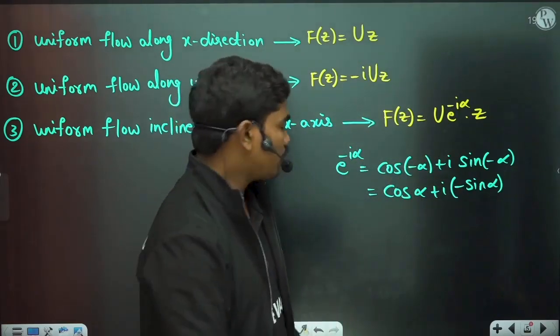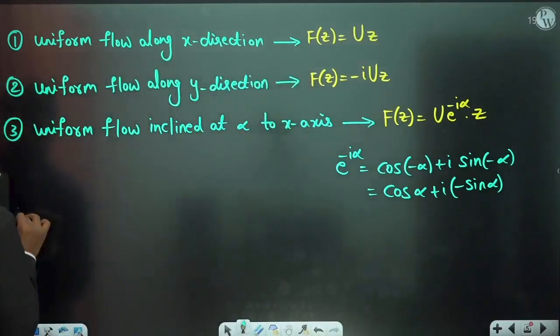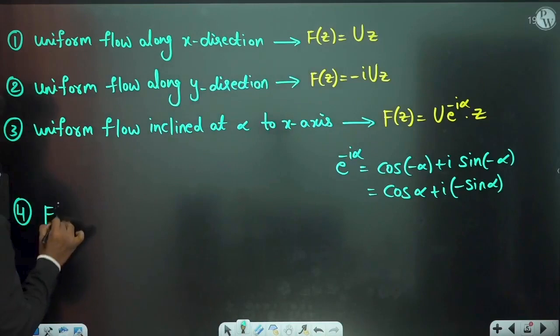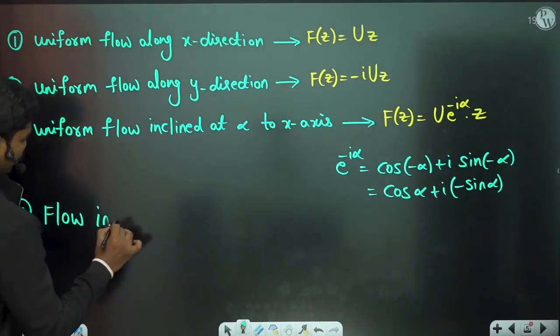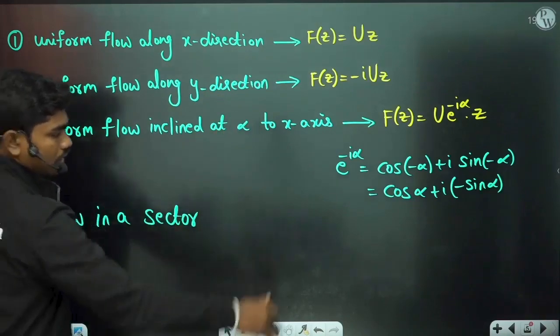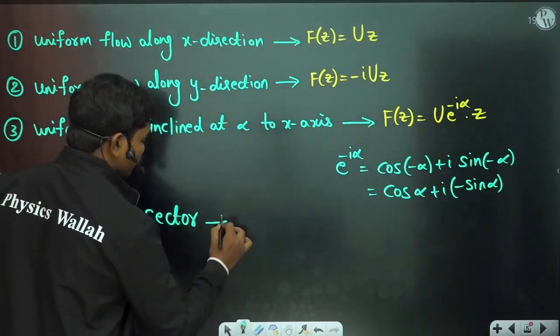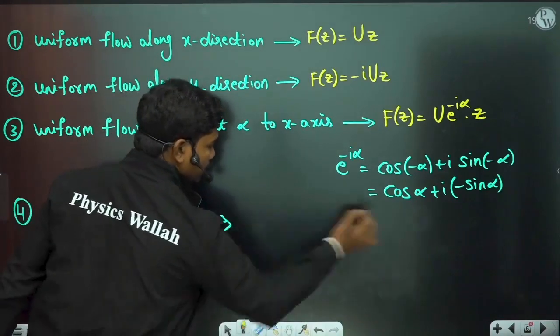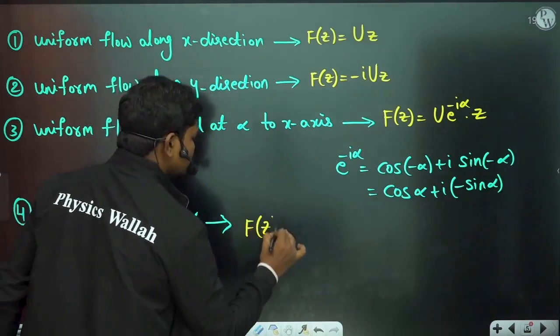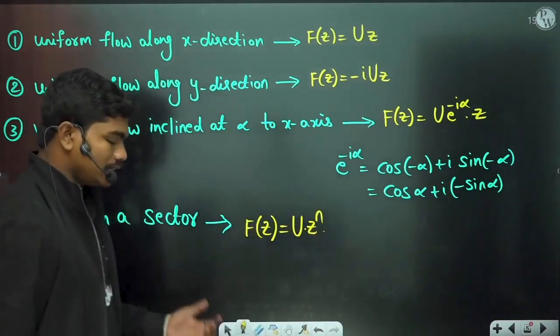Okay, so we have talked about these things, and also we have discussed one more flow, that is flow in a sector. Sector means basically some inclined or some angular diversion for the fluid. So for this I have given you f of z equal to u times z power n. So we have given this particular expression.